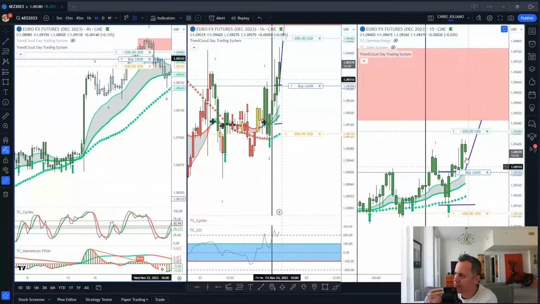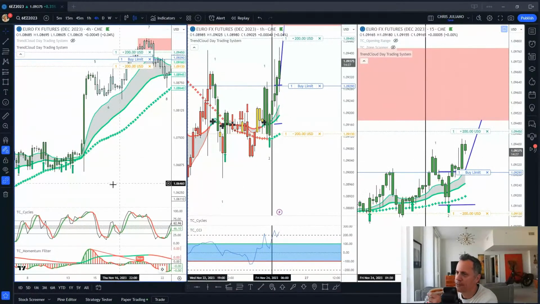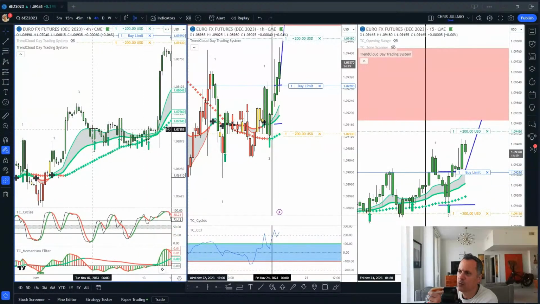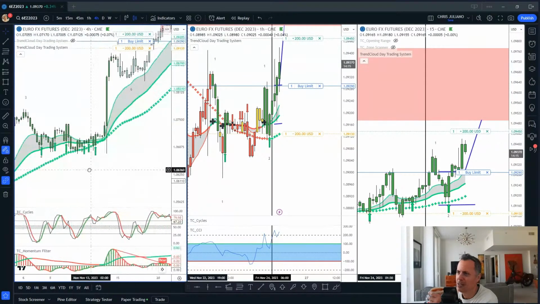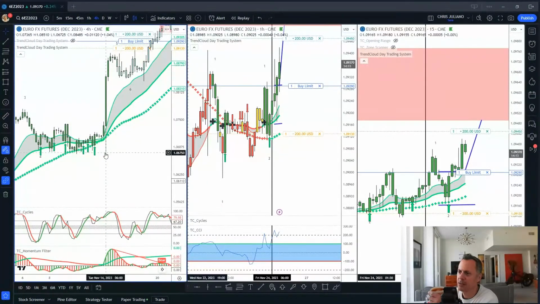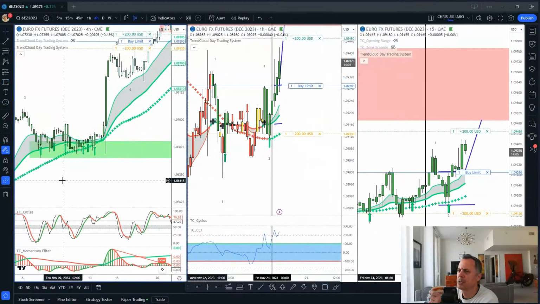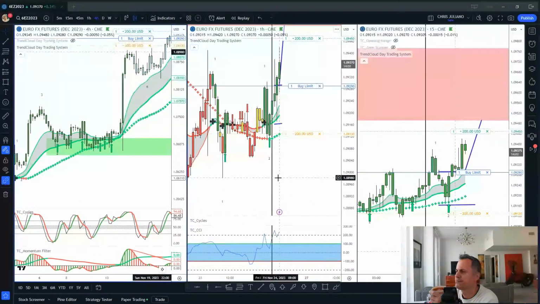Where do we want this situation? We want this situation right when we cross to the upside here. We want the pullback into the cloud. We want to get in on this somewhere in here, right? In fact, look what it did. It came back and retested this whole area here and then took off, right?